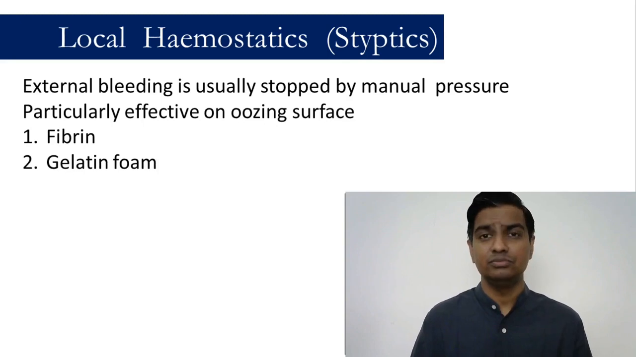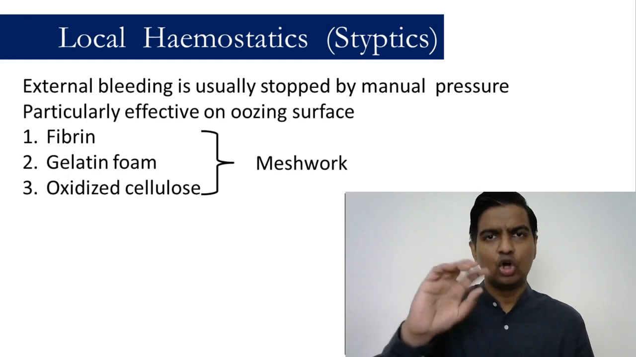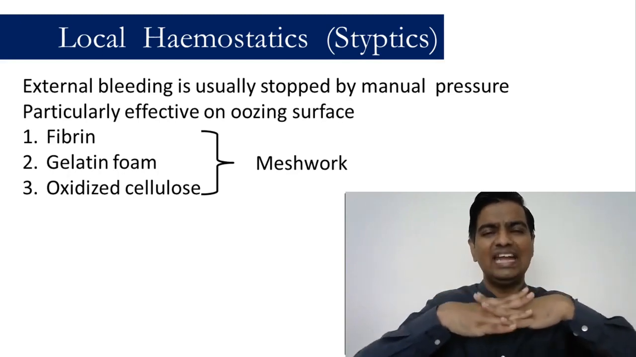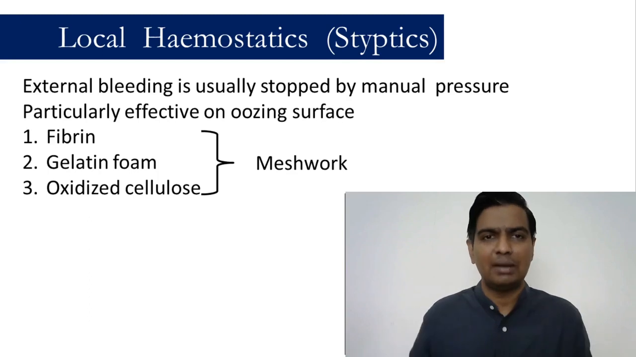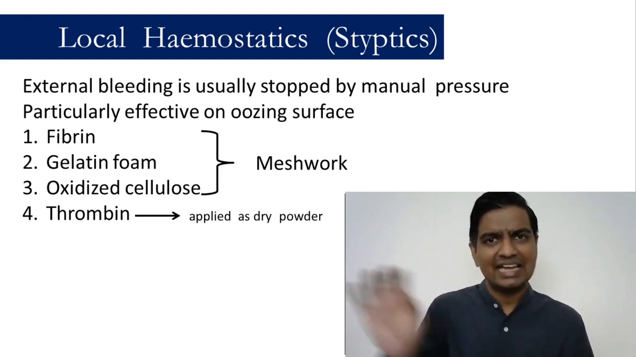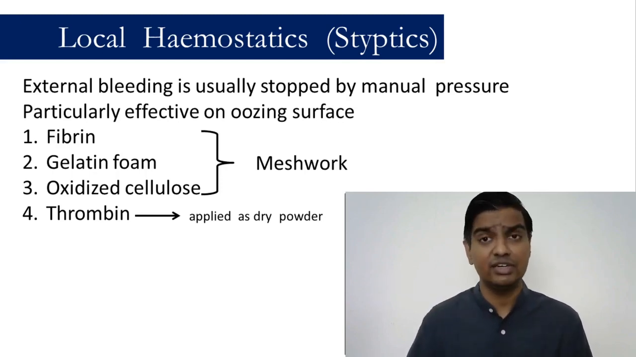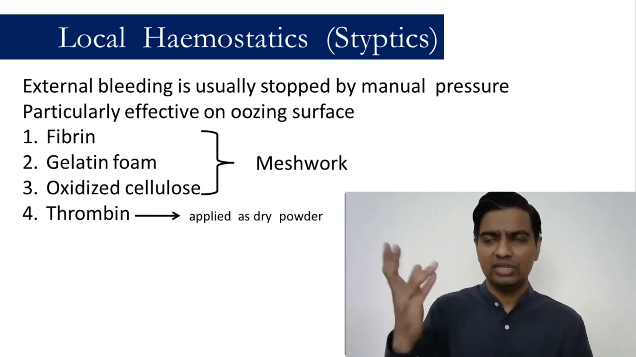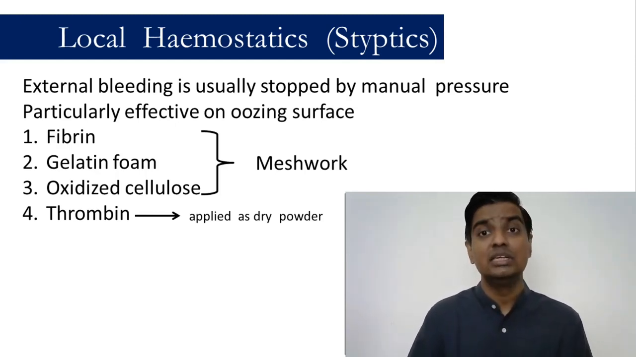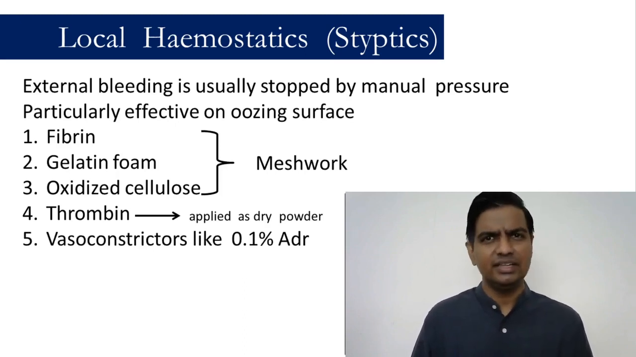The fibrin, gelatin foam, cellulose is available. These, when you put on the oozing surface, they form a meshwork, a network, and they stop the bleeding from happening. Simple. Thrombin, it is applied as a dry powder. It's like directly adding thrombin. So all the fibrinogen in that particular region will get converted into fibrin. So you don't have to wait for the intrinsic or the extrinsic clotting factors to start their work. This can work faster. Even vasoconstrictors will decrease the amount of blood reaching the wound, so automatically bleeding will decrease.